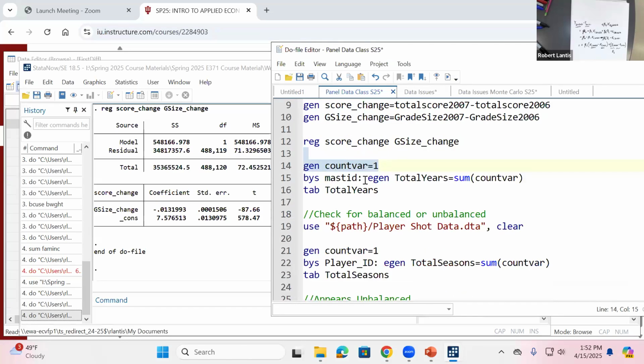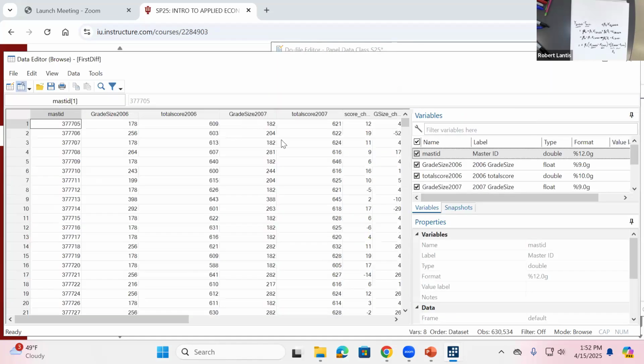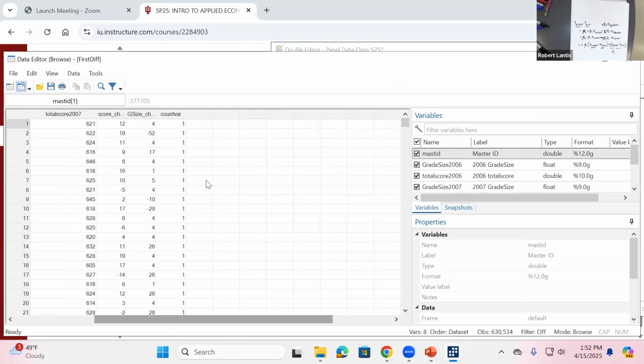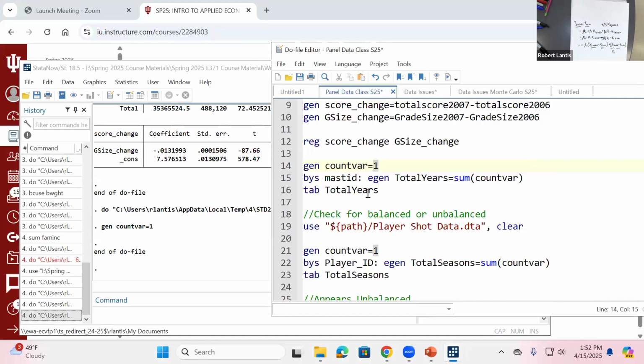But just to kind of get at the idea of what a balanced or unbalanced panel is, I'm just going to generate this variable that's equal to 1 for every observation. Okay, so in my data set, I'm going to call it the count variable. It's just always equal to 1. Okay. What I'm then going to do is by this master ID. So this was just like the student ID number. So it's like the master ID the state gave them.